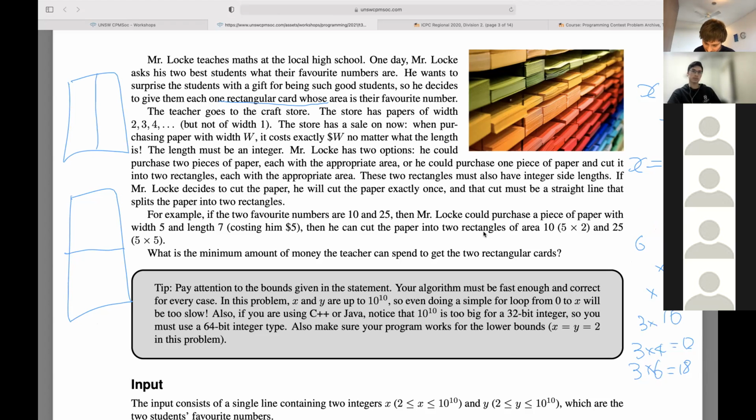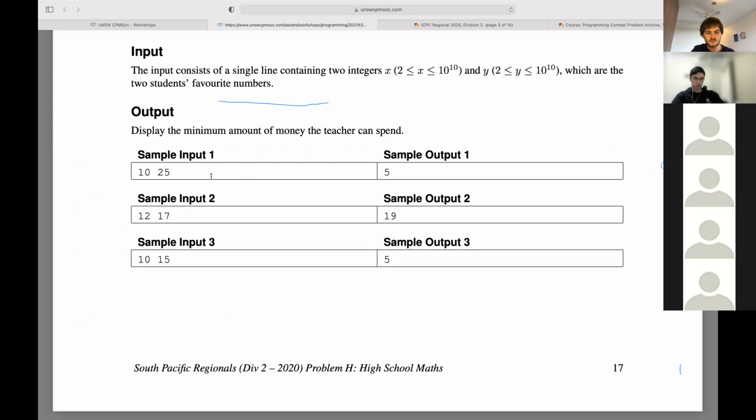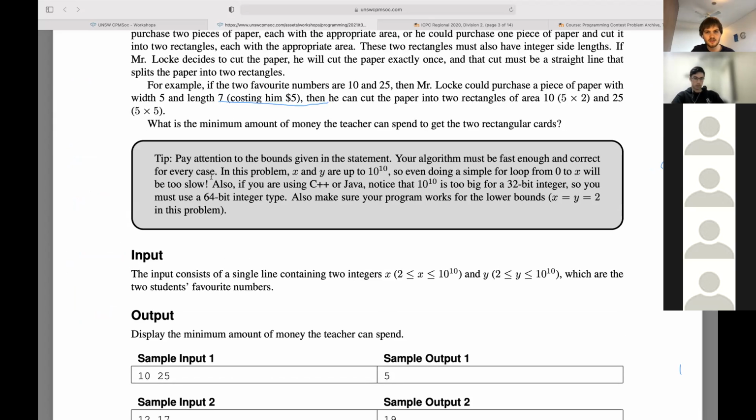Now, the cost of buying a piece of paper is its width. Doesn't matter what the length is, the cost is the width. And so to buy 18, for example, the cheapest one is 2x9. So smaller widths are better, no matter what the height is. So the question is, what is the cheapest way to make one rectangular card of size X and one of size Y? We have a few examples here, 10 and 25.